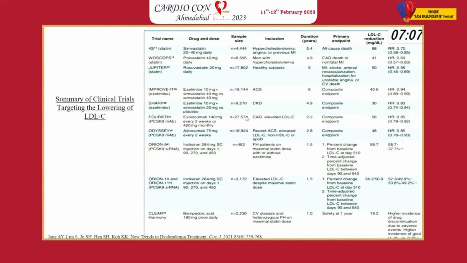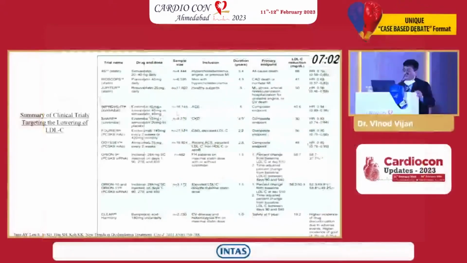But look at the sample size. In case of ezetimibe, IMPROVE-IT in ACS, 18,000, in the ezetimibe CKD trial, 9,000, but in CLEAR Harmony, only 2,000. So that is important. The duration of the trials with ezetimibe were 6 years, 5 years, whereas in case of bempedoic acid it is only 1 year. And the cardiovascular safety outcomes are yet to be proven.